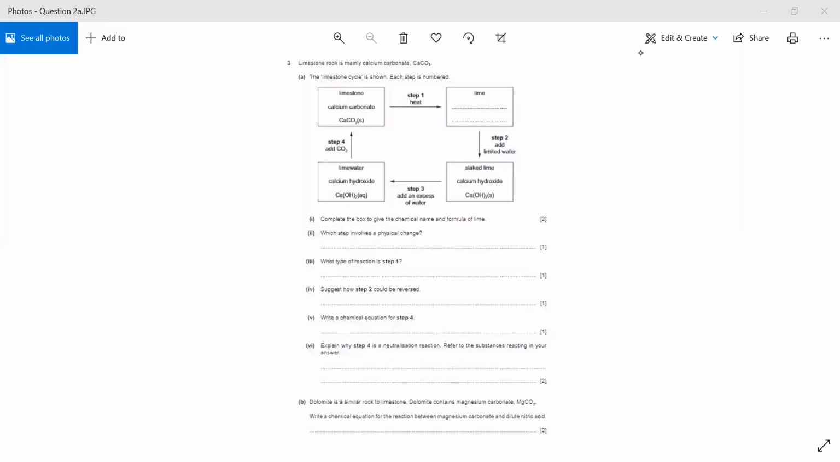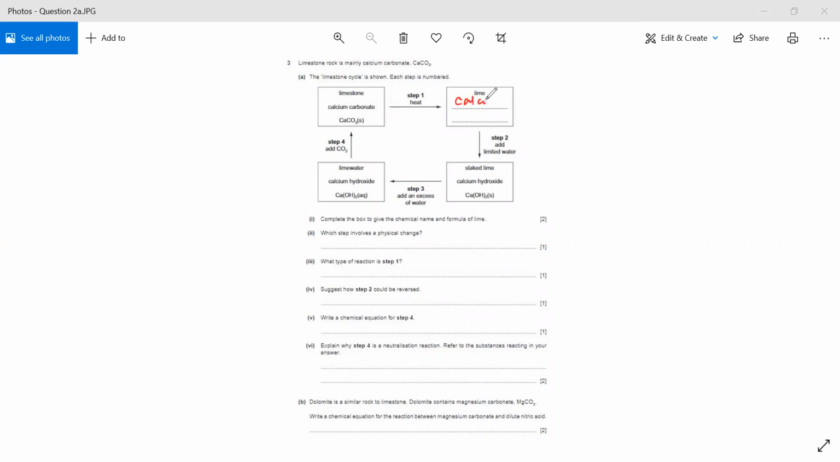So here in this question, limestone rock is mainly calcium carbonate, from the limestone cycle which is shown here. So the answer that you have given me for step 1, when calcium carbonate is heated, what will it be? It is going to form calcium oxide, CaO, correct?